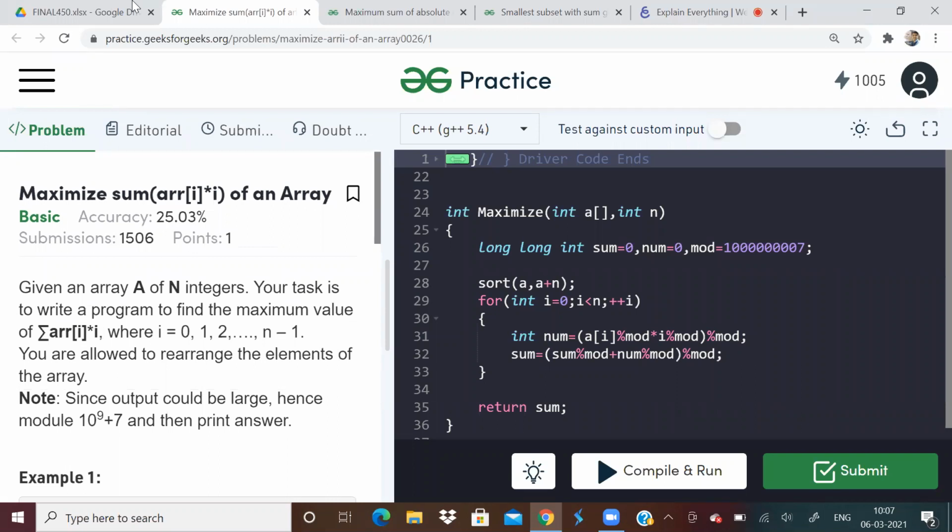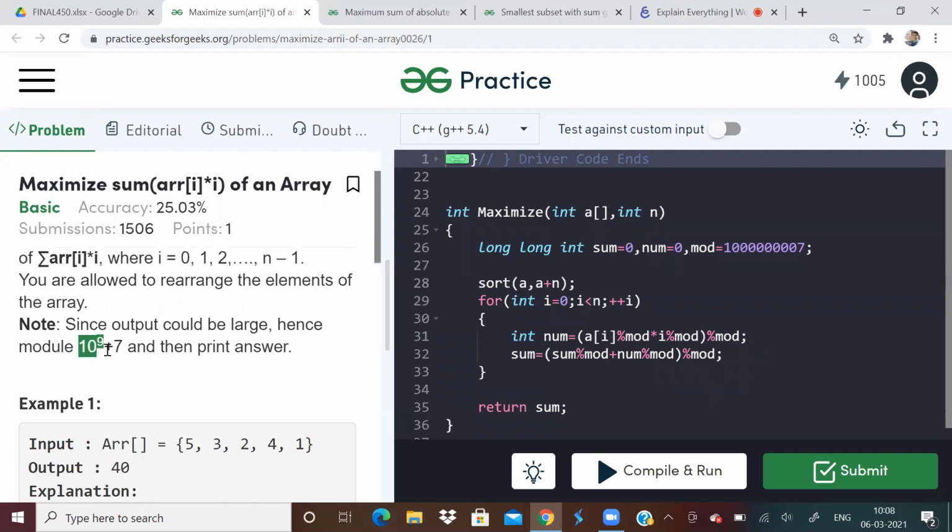Maximize sum of arr[i] into i of an array. By seeing the question itself, you can guess what the problem is. You will be given an array of integers and we have to write a program to find the max value of this expression over here. So we have to find the max value and we have to take mod. So modular arithmetic is very important. It can come wherever, in whichever topic.